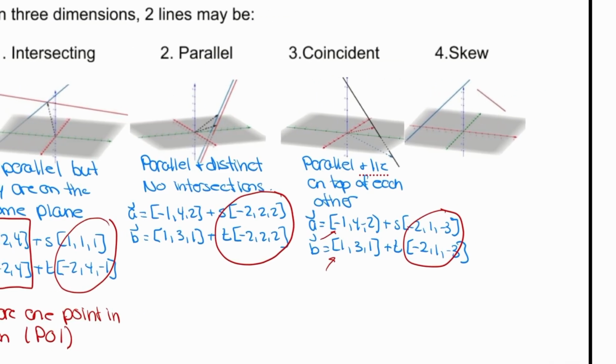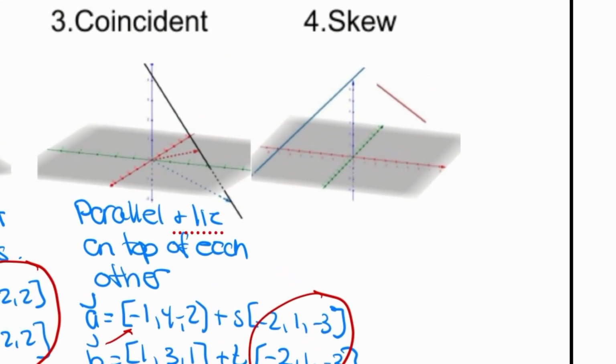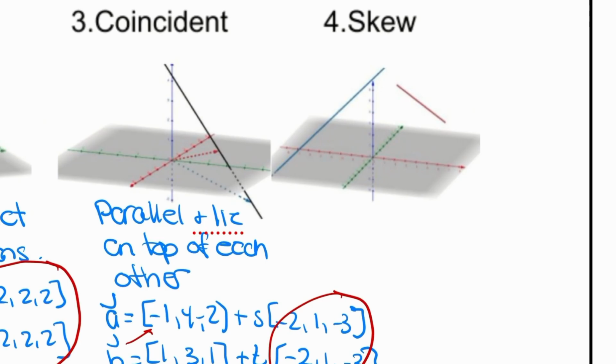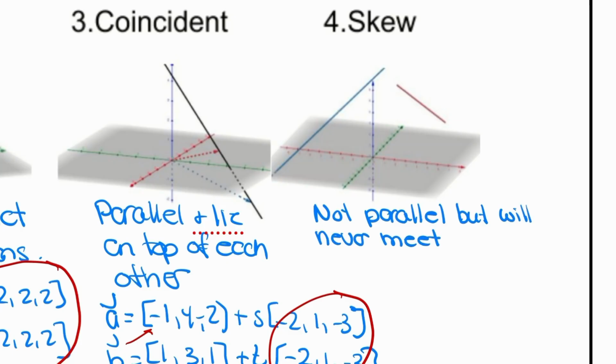The last one that we're going to look at is skew. I'm just going to make that a little bigger, and I'm going to try and squeeze some stuff in here. So these are also not parallel, and we can see that in this drawing. But the difference between parallel, not parallel with one point of intersection, and skew is that these aren't parallel, but they also will never meet. Not parallel, but will never meet. That can be hard to visualize.